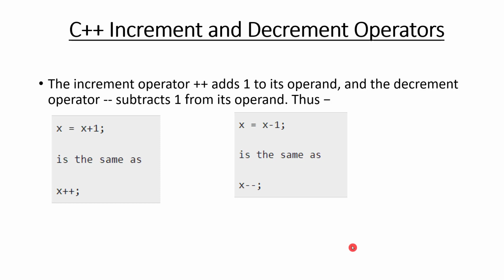The next important one is the C++ increment and decrement operators. We have just seen this one. The increment operator plus plus adds 1 to its operand, and the decrement operator subtracts 1 from its operand. So x is equal to x plus 1 is the same as x plus plus. Instead of defining x is equal to x plus 1, we can just write x plus plus, which will automatically add one to the x value.